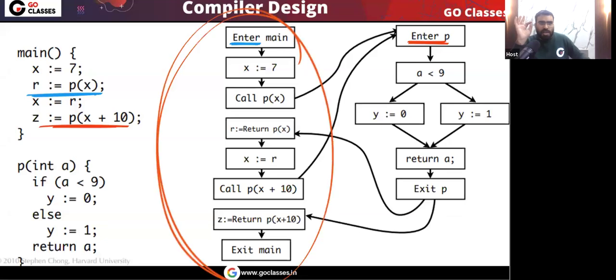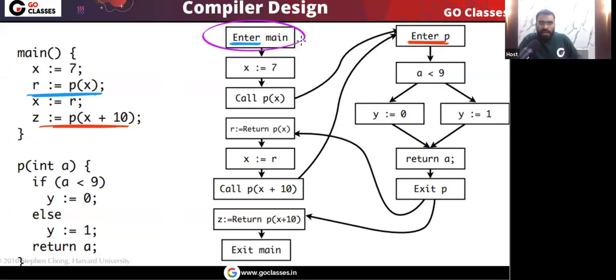For this procedure, we are putting an entry and exit node. This is the entry node of main, this is the exit node of main, this is the entry node of P, and this is the exit node of P. We are calling P from here and from here, so the control flow can go from these points to the entry of P.